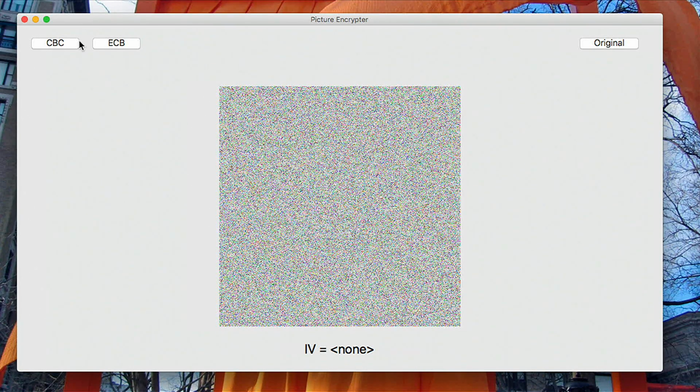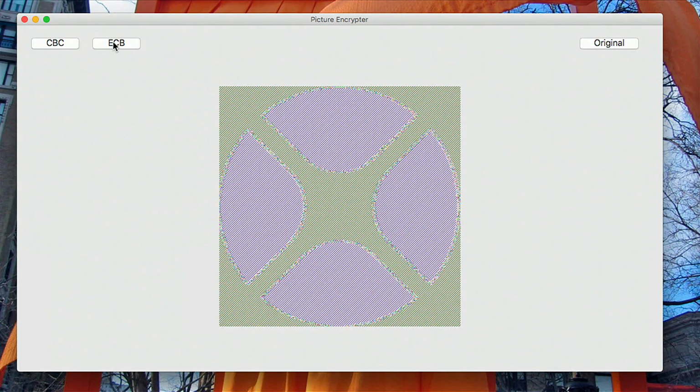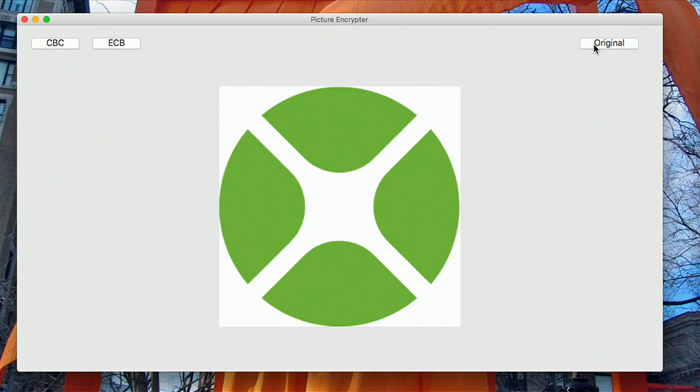So let's look at the same data encrypted with ECB, which, again, same data is always encrypted the same way with the same key. Can anyone tell me what that picture is now? Yeah, some sort of deep sea. Of course, that's the original. Now, that's why you use CBC when you encrypt.